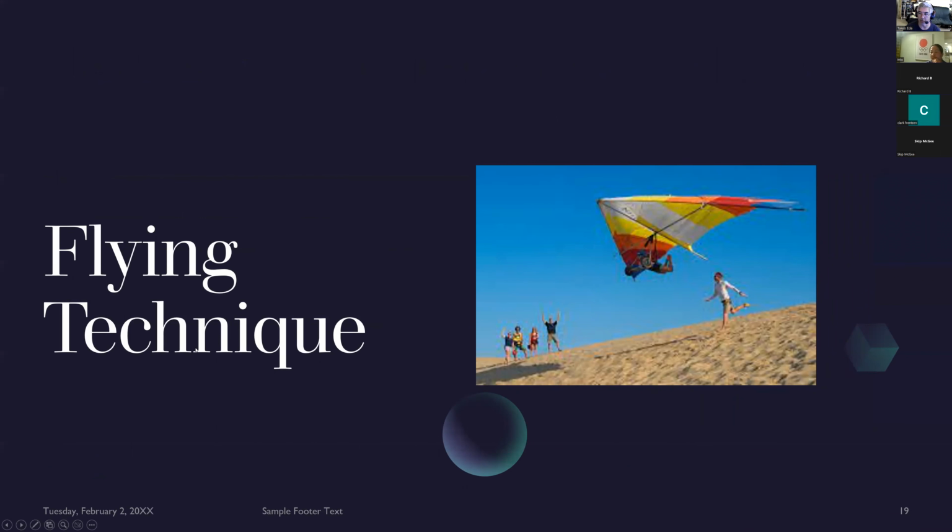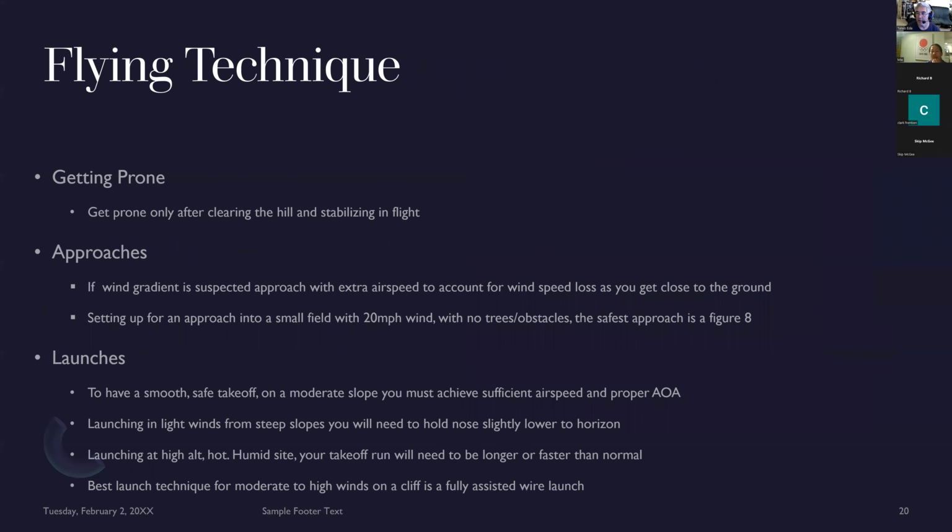All right, so we'll go briefly over flying technique. It's important to get prone only after clearing the hill and stabilizing a flight. A lot of you see experienced pilots constantly rushing into getting into the prone position on launch. Now, if you've got the skill to pull it off, you've got the skill to pull it off. But there are times where you'll want to make sure that you are clear of the mountain before you worry about getting prone. Your first goal is to get to a safe location.